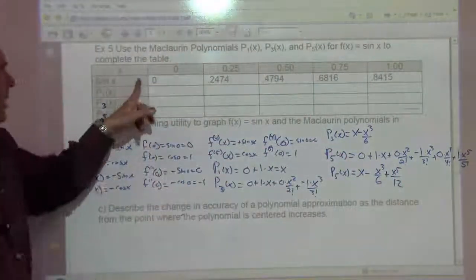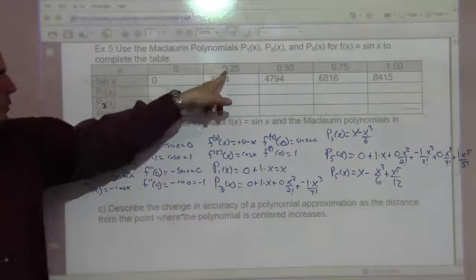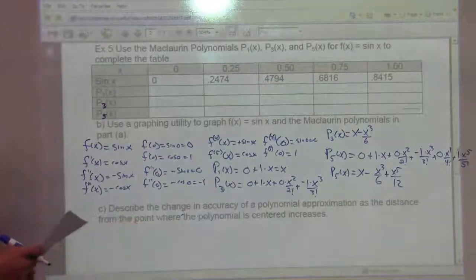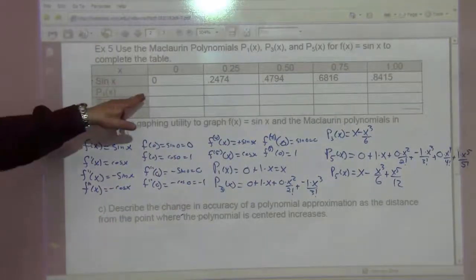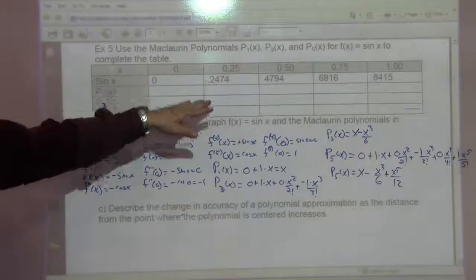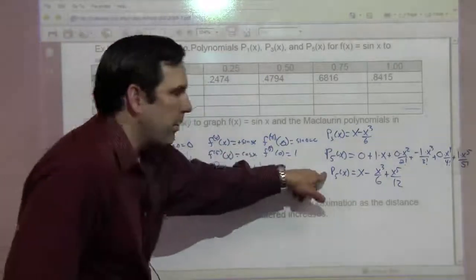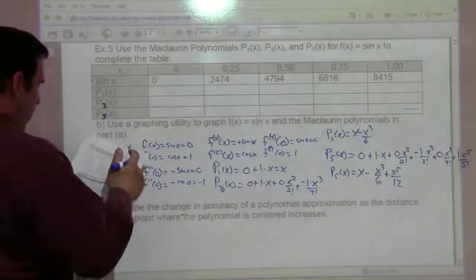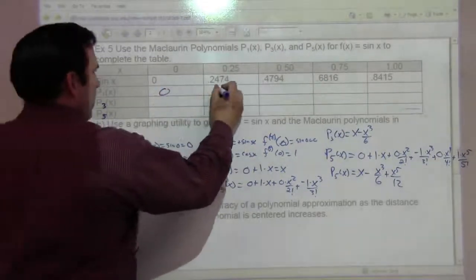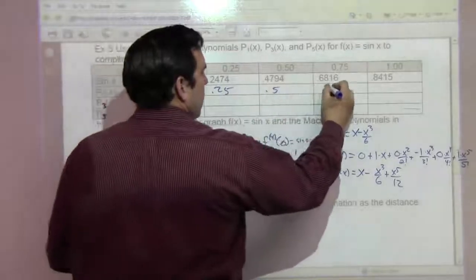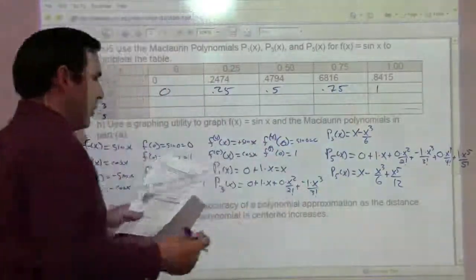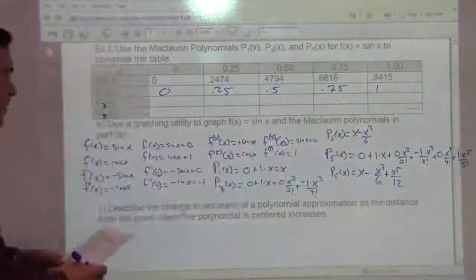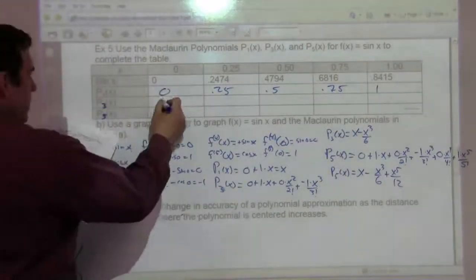So I have in the table the values for sine of 0, 0.25, 0.5, 0.75, and 1, and these are all in radians. So let's try plugging in these different values into these P1, P3, and P5, and we'll see what we come up with. So for P1, we would have 0 here, 0.25, 0.5, 0.75, and 1, because that's just x. P3, which is going to be x minus x cubed over 6, is going to be 0.